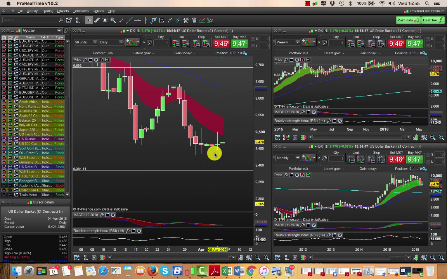Are we going to go down to the 94, and is this going to then form a level of resistance where we're going to start turning around and going up? What are the related currencies going to be doing?